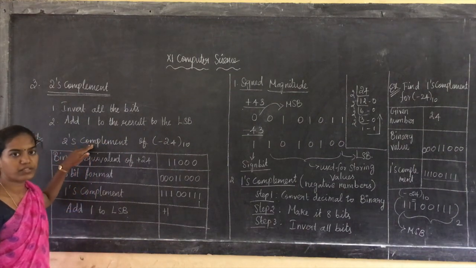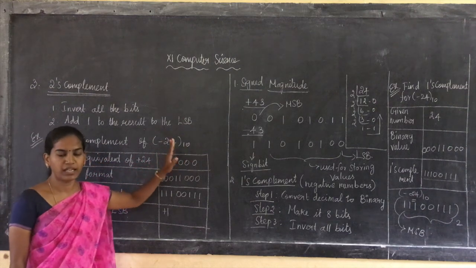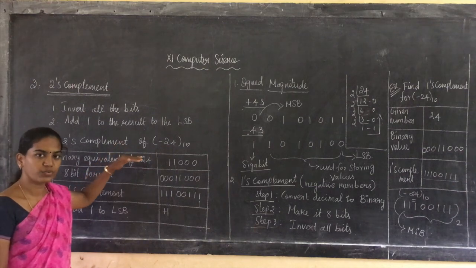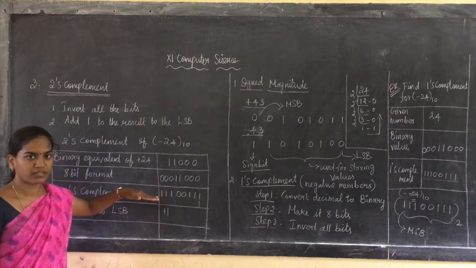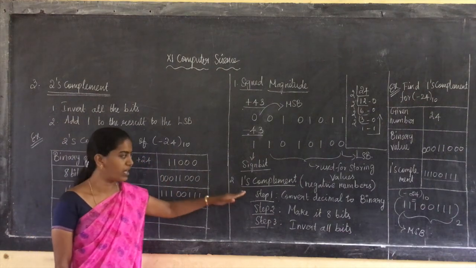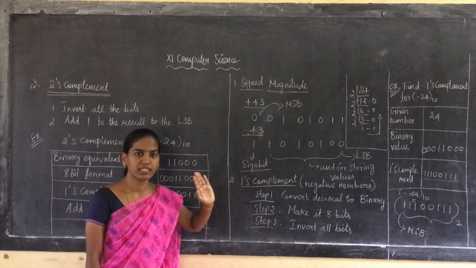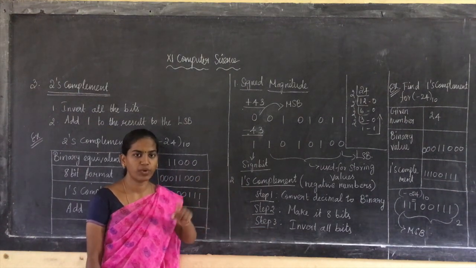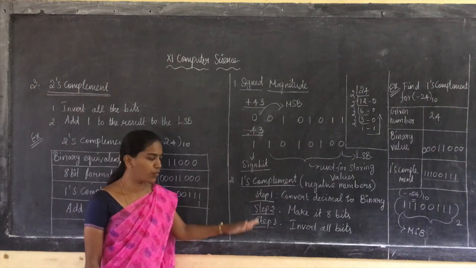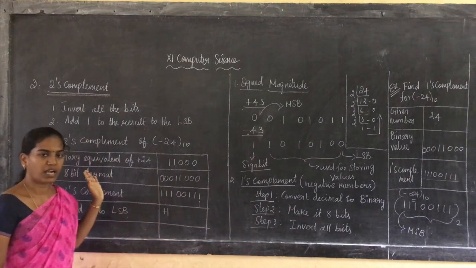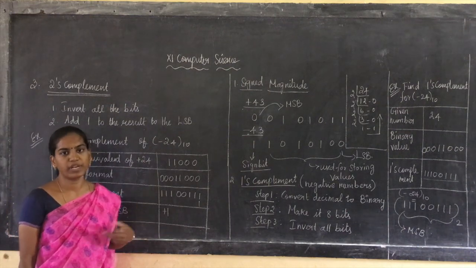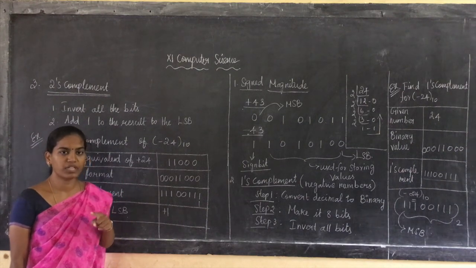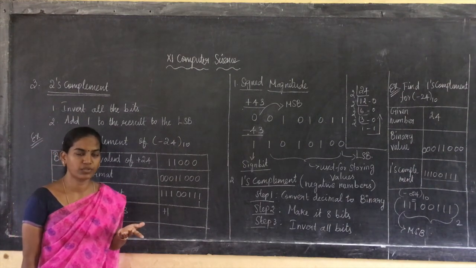Okay, so how do we find the 2's complement of minus 24 today? For the same number, you find the 1's complement and then the 2's complement. The same steps apply for 2's complement also. Steps 1, 2, 3 are the same only. After that, you add one more step, that is, add 1 to the LSB. So the first 3 points are the same. This is easy. Once the 1's complement is done, add the final step, and that will be the 2's complement.